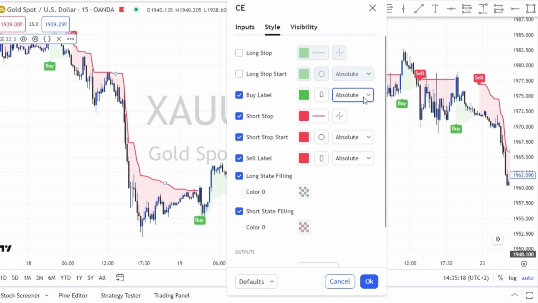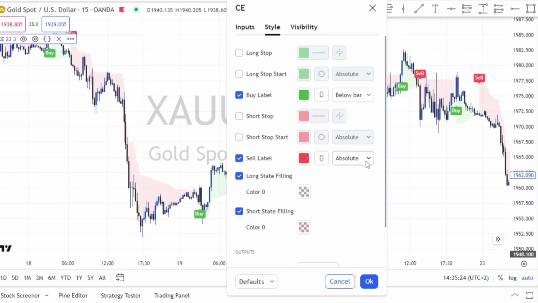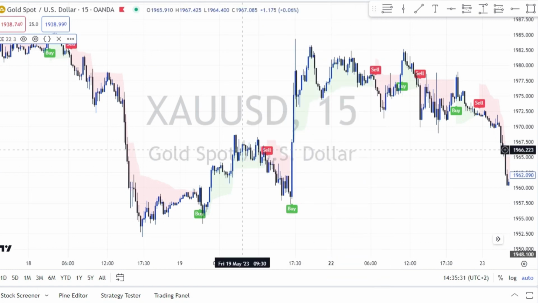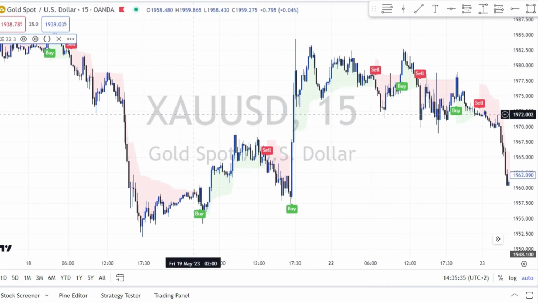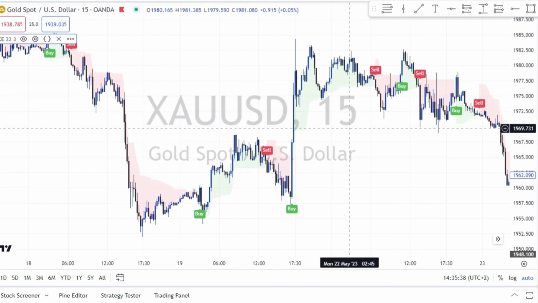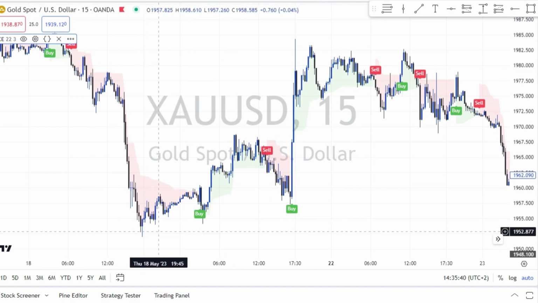Then change your buy label to below the bar. Then uncheck the following. Change your sell label to above the bar. So that's it, guys. Then press OK. So right off the bat, you can see that we have buy and sell signals.